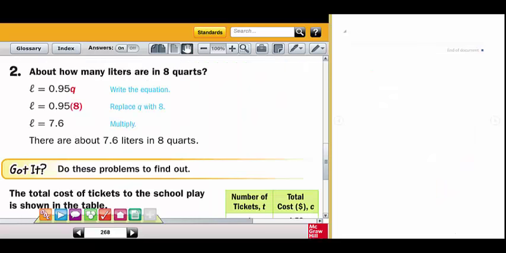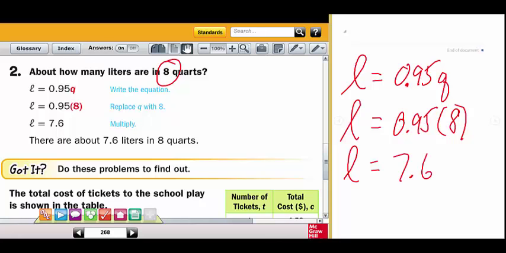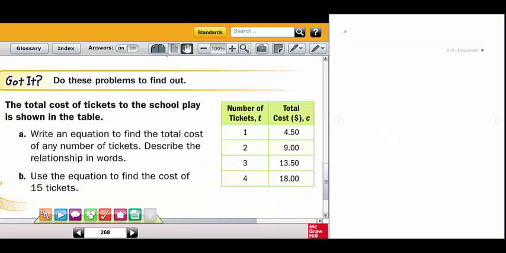Now let's take a look at problem number 2. In problem number 2, they say about how many liters are in 8 quarts. So we had the equation liters equals 95 100ths of quarts. And they gave us this for quarts, so we're just going to show liters equals 95 100ths times our 8 quarts. Take out a calculator and we'll see that that is there are about 7.6 or 7 6/10 liters in 8 quarts. Please press pause and do letters A and B.